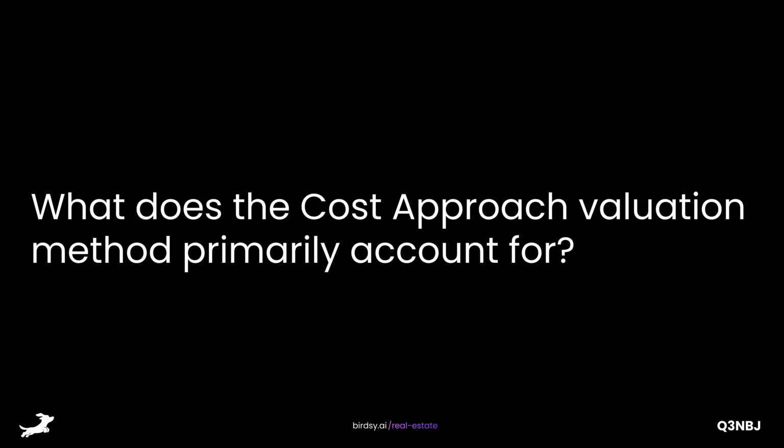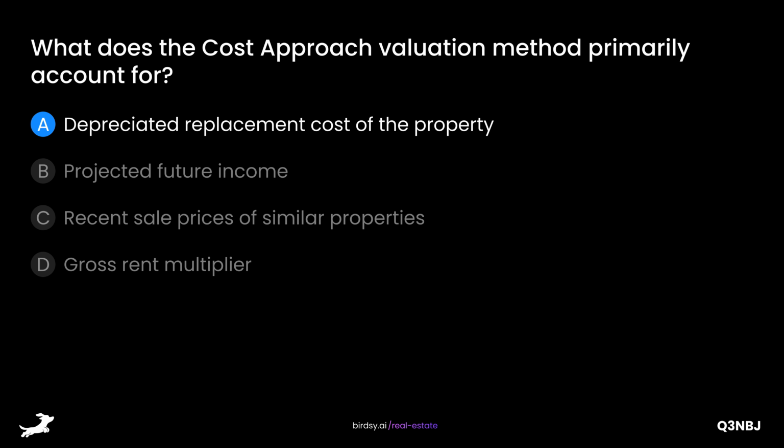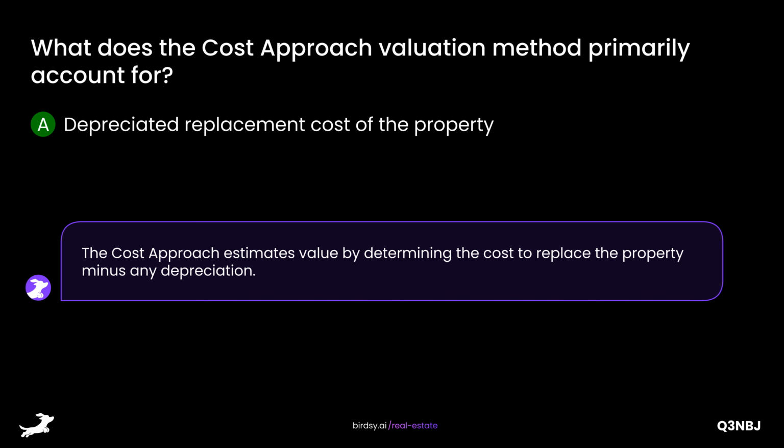What does the cost approach valuation method primarily account for? Is it A, depreciated replacement cost of the property, B, projected future income, C, recent sale prices of similar properties, or D, gross rent multiplier? The answer is A, depreciated replacement cost of the property. The cost approach estimates value by determining the cost to replace the property minus any depreciation.